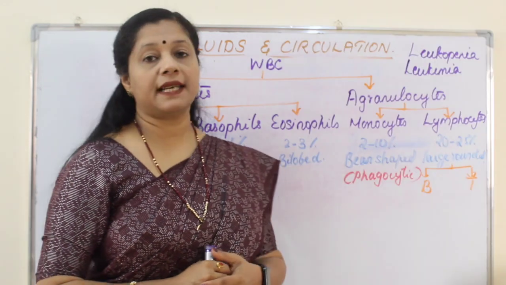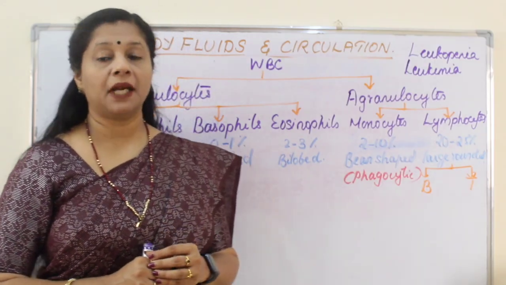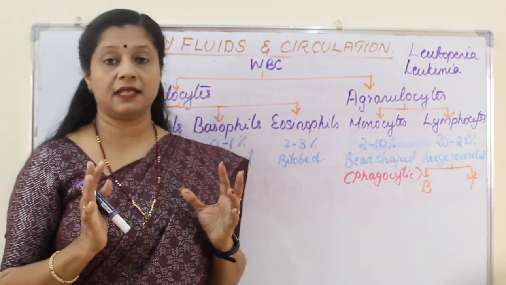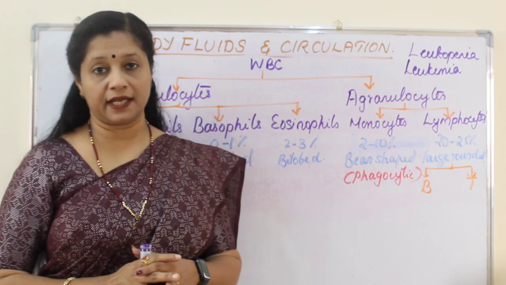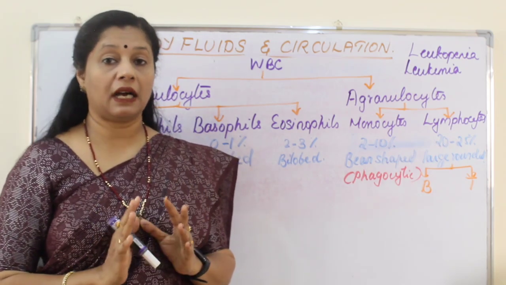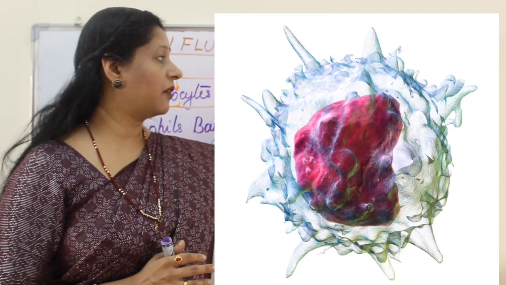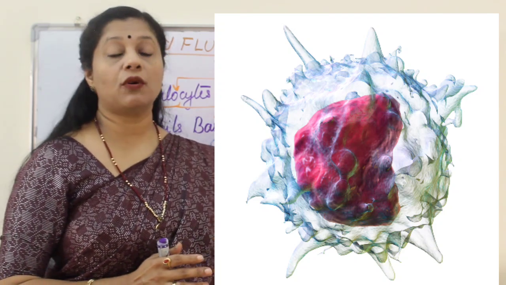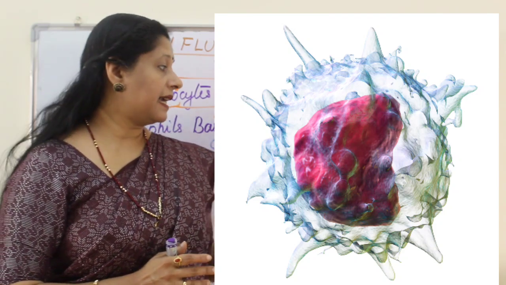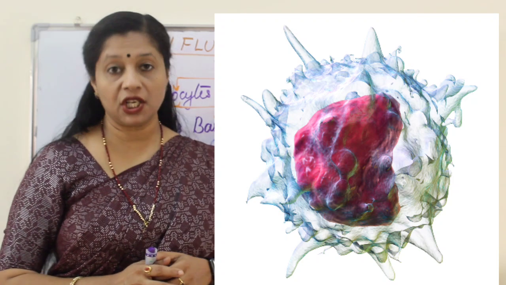Then agranulocytes means they do not have granules in them, but they are large in size and they have a large nucleus also. The nucleus is usually large and round. The monocytes are the first type of agranulocytes. They constitute 2 to 10% and their nucleus is bean shaped.